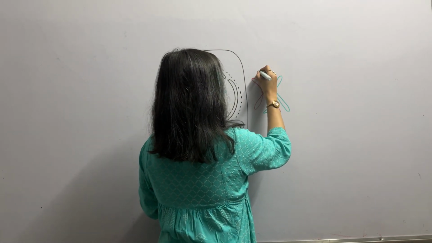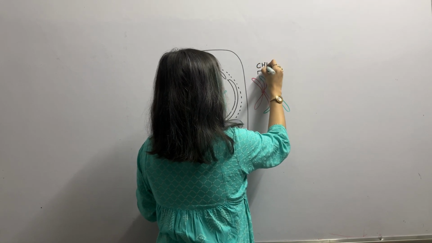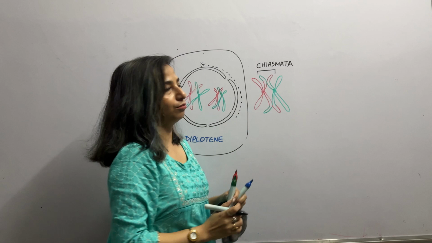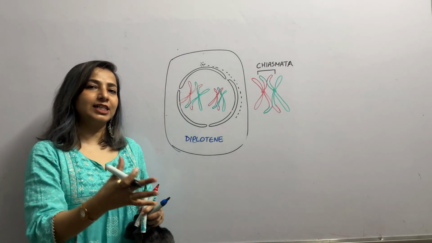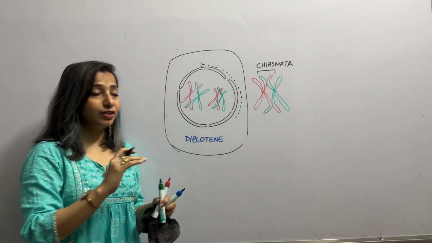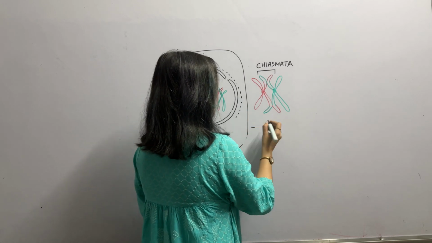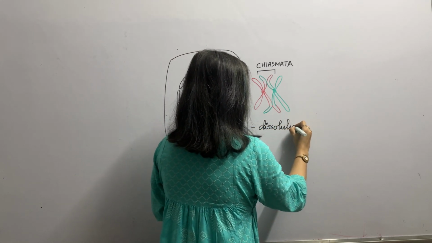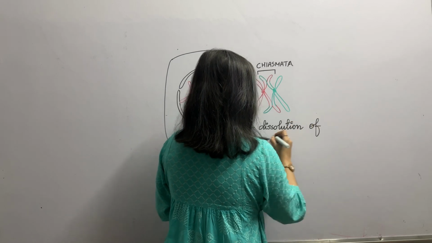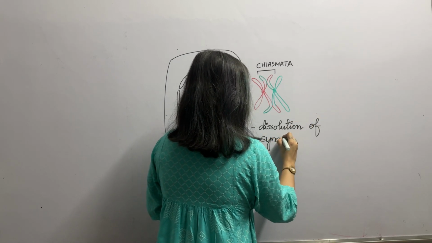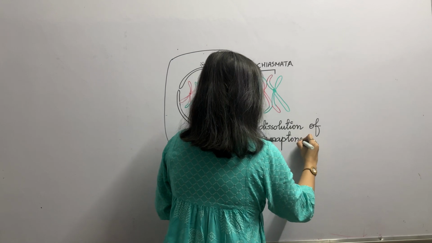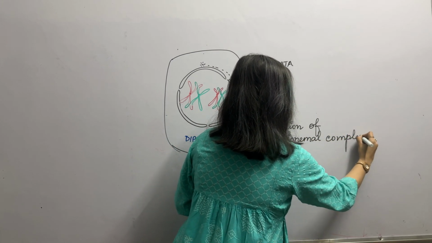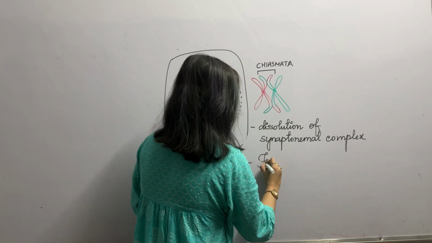This structure is called as what? The X-shaped structure is known as what? It is called as chiasmata. Clear? So this is very, very important during the diplotene step. One is what? Dissolution of synaptonemal complex, and the second part is what? Formation of chiasmata.